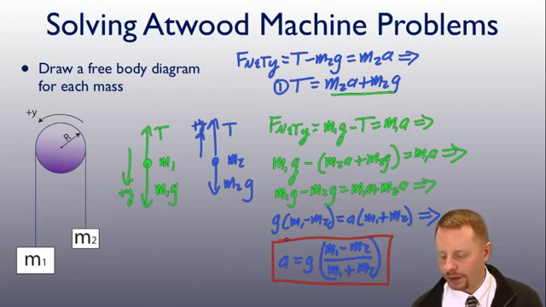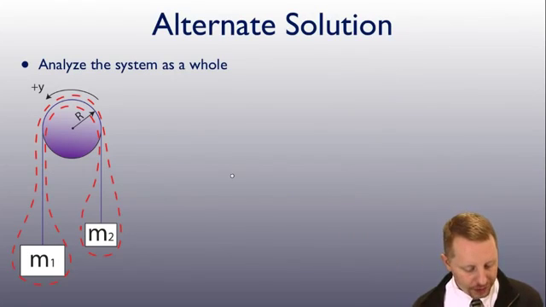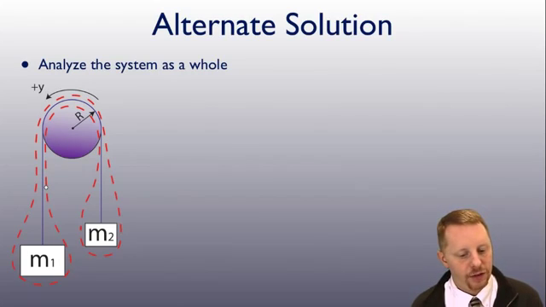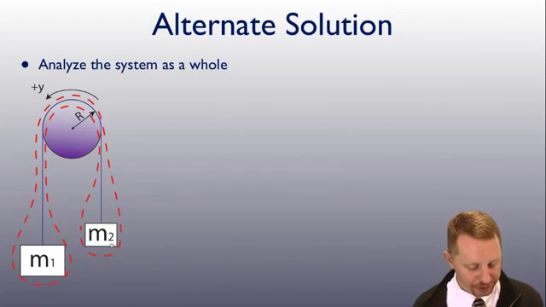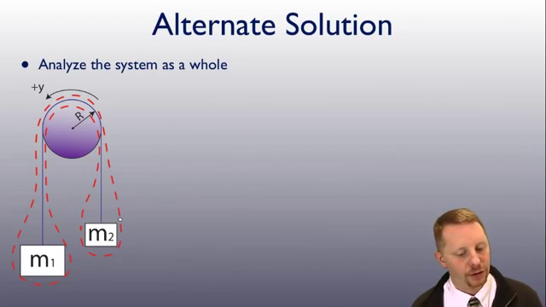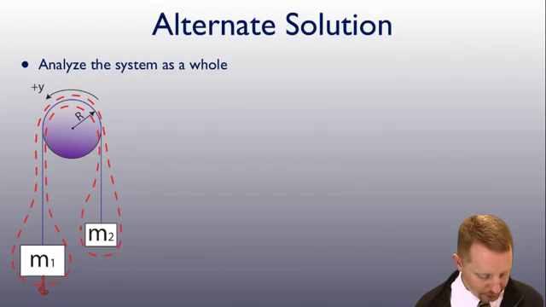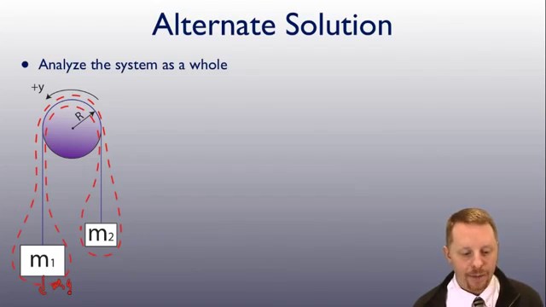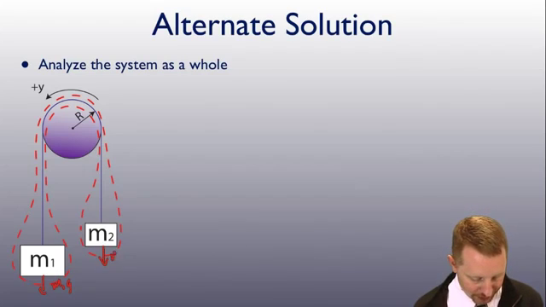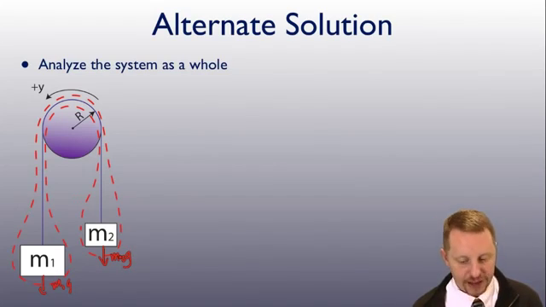There's an alternate way that we can solve these, though. Let's take a look. If I analyze the system as a whole, let's call the entire system both of these masses. We've still got our positive direction set up to the left, and by drawing that dashed line around the system, a closed system, I can write Newton's second law directly, realizing that I have a couple forces to deal with here. m1 is going to have m1g pulling this way in the positive y direction. m2 is going to have m2g pulling this way in the negative y direction.